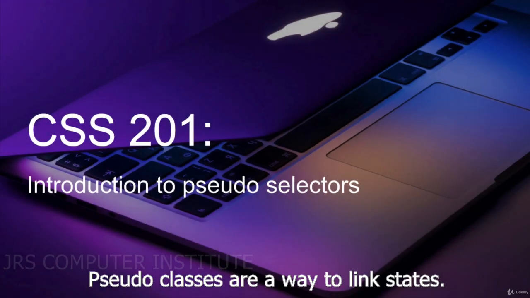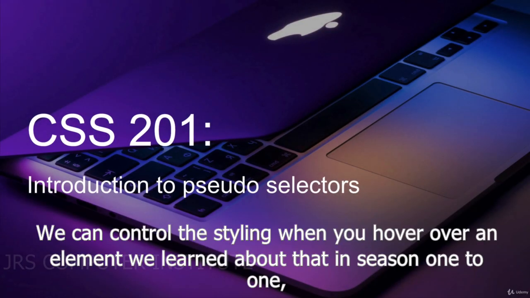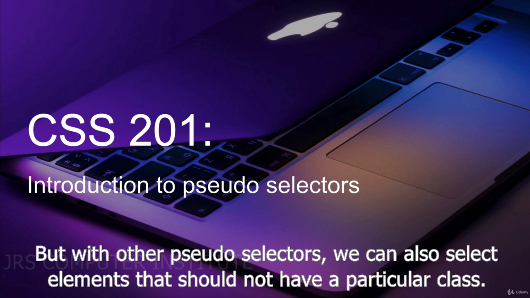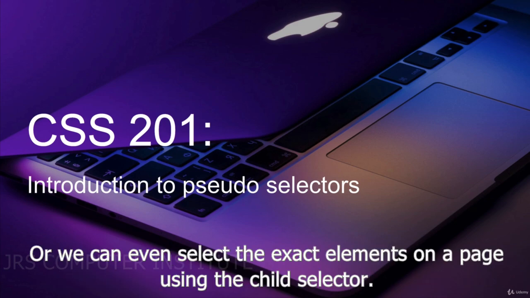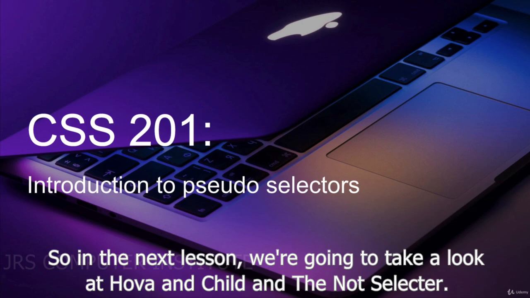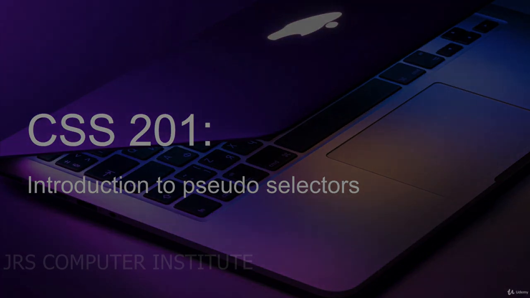Pseudo classes are a way to link states. We can control the CSS styling when you hover over an element. We learned about that in CSS 101, and that is a pseudo selector, or pseudo class, I believe it's actually called. But with other pseudo selectors, we can also select elements that should not have a particular class, or we can even select the exact element on a page using the nth child selector. So in the next lesson, we're going to take a look at hover, nth child, and the not selector.